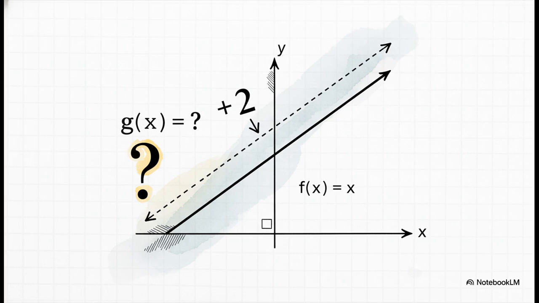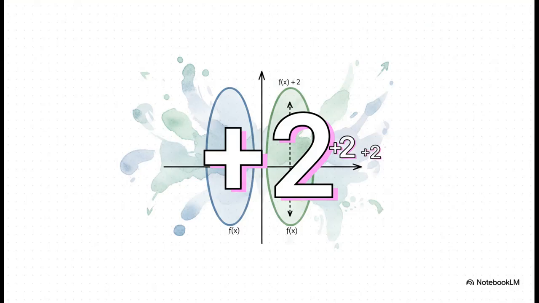Okay, let's flip the script. Now you're in the driver's seat. We're going to start with the most basic line there is, f of x equals x. Your mission is to write the new equation that shifts this line up 2 units. What do you think you need to do? If you were thinking, just add 2, you hit the nail on the head. To move the graph up by 2, our k value is just a positive 2.